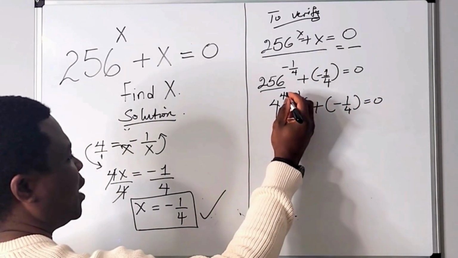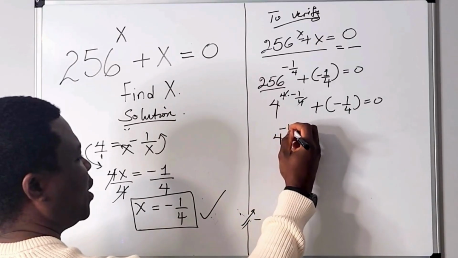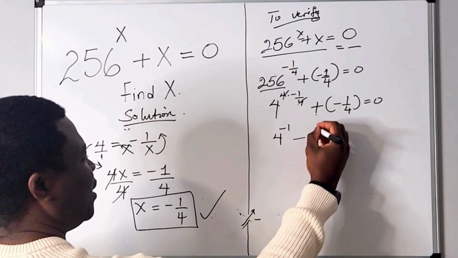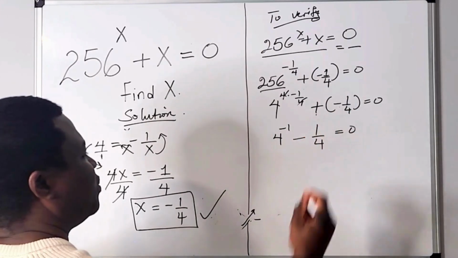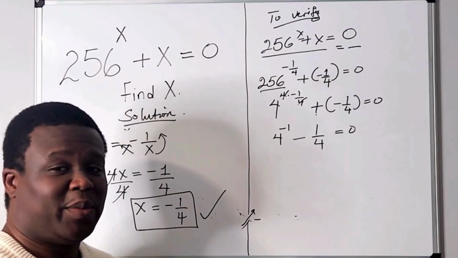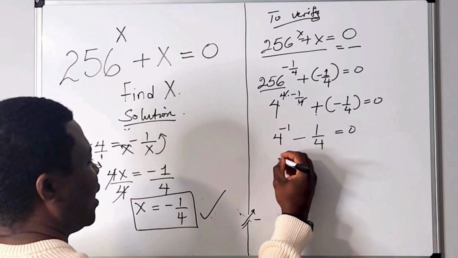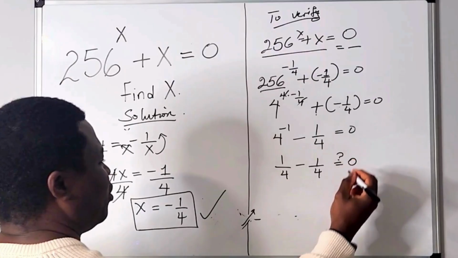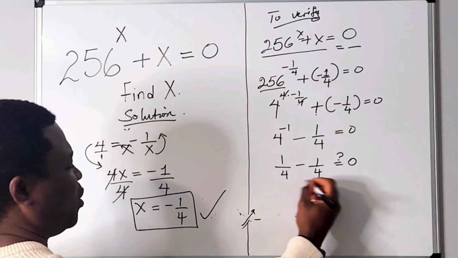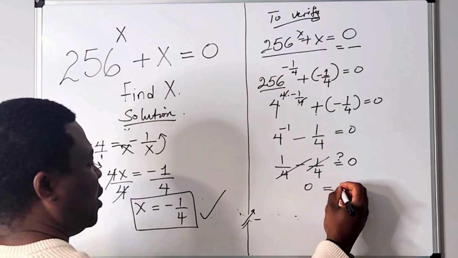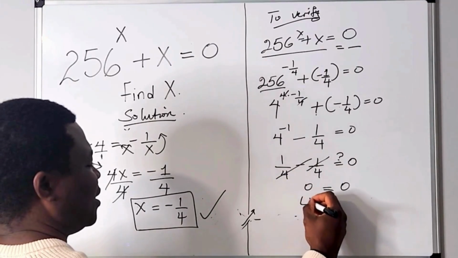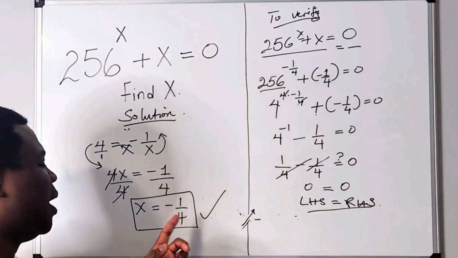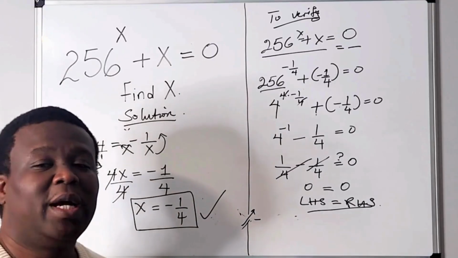So in this case, 4 cancels out. We have 4 raised to the power minus 1 plus times minus will give us minus, equals 0. 4 raised to the power minus 1 is the same thing as 1 over 4. Okay, so we have 1 over 4 minus 1 over 4. What we're trying to prove is if that's going to be equal to 0. 1 over 4 minus 1 over 4 is 0. And that is also equal to 0. So now our left-hand side is equal to our right-hand side. So now we've been able to prove that our value of x, which is minus 1 over 4, is the correct answer.